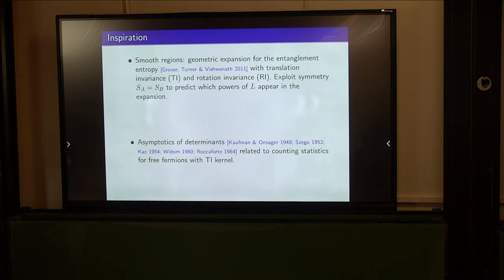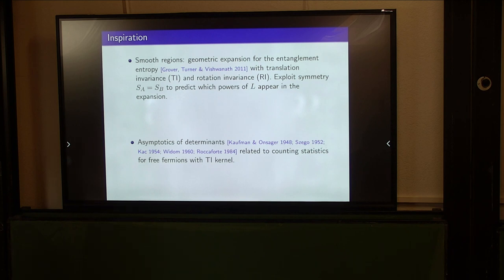Just to make clear that I'm assuming something which is very reasonable. What we did was inspired by two series of references, one in physics and the other in math. There is a nice paper by Grover, Turner, and Vishwanath, which studies entanglement entropy, and they think of some region A with an arbitrary, smooth boundary. They exploit a certain symmetry argument based on the fact that the entropy in A is the same as the entropy in B, plus they assume some translation and rotation invariance, and they can use that to predict which terms appear in the expansion.